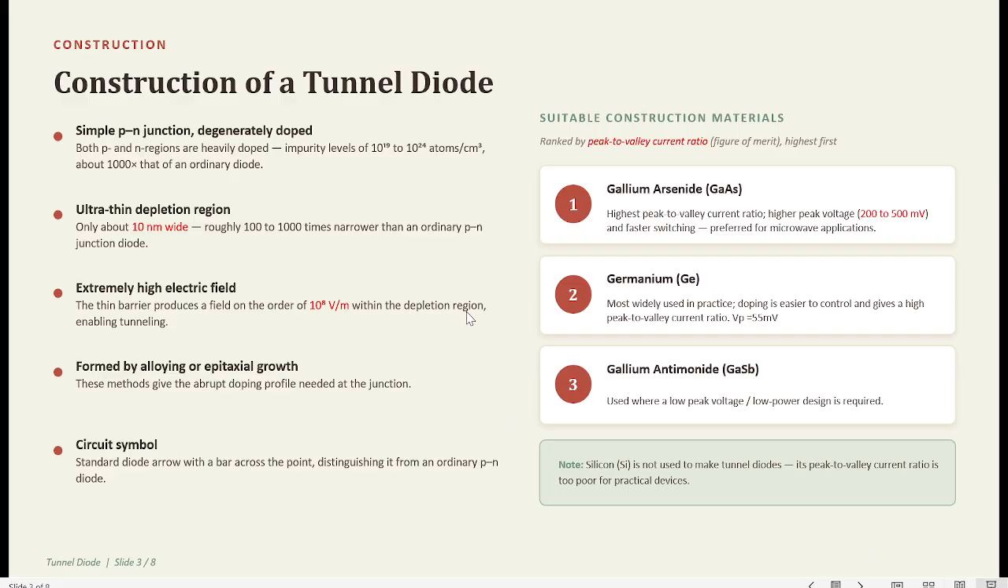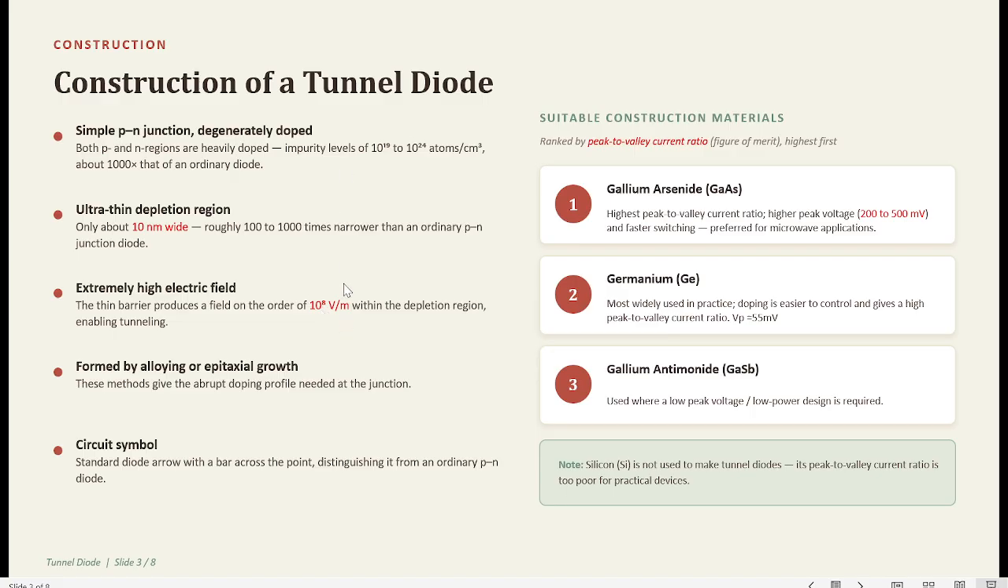Then the width of the depletion region is very small, of the order of 10 nanometers, which is again 100 to 1000 times smaller than that of an ordinary PN junction diode. Another feature is the existence of an extremely high electric field within the depletion region, which reaches up to the level of 10 raised to the power 8 volts per meter.